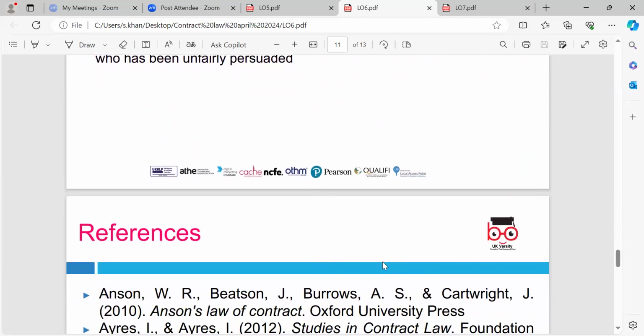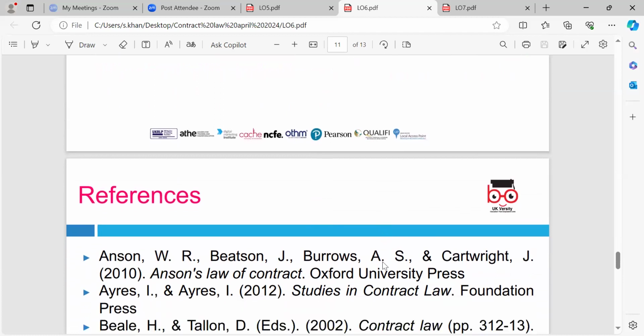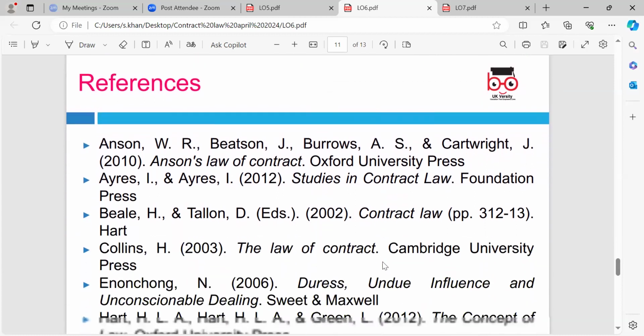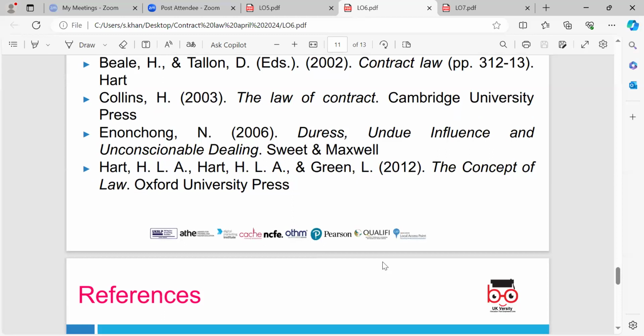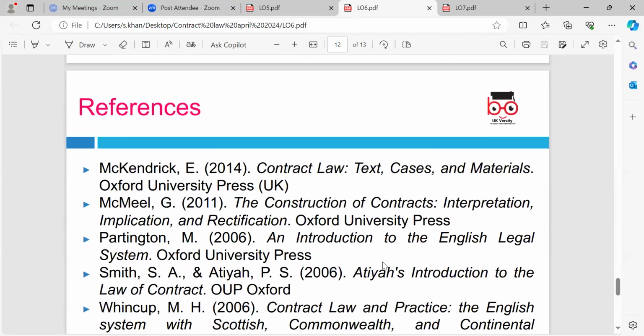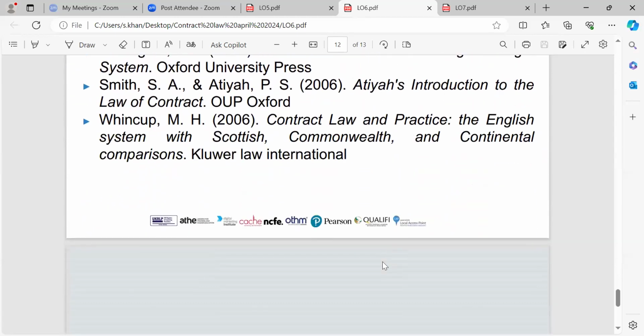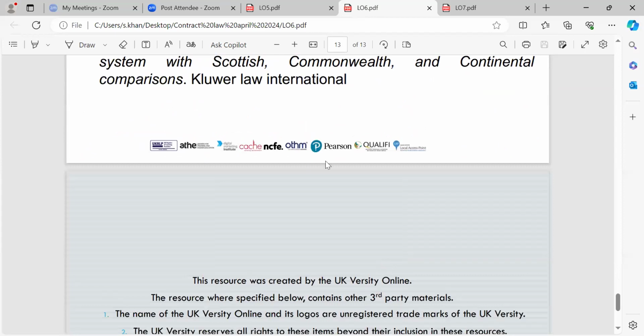So we've looked at undue influence and duress with reference to examples of case law and the relevance of these cases, and how they apply to different elements of undue influence and duress. These are the references we've used for learning outcome 6, and we've finished learning outcome 6 now, and we'll be moving on to learning outcome 7. So I'll just share the slides with you for that.